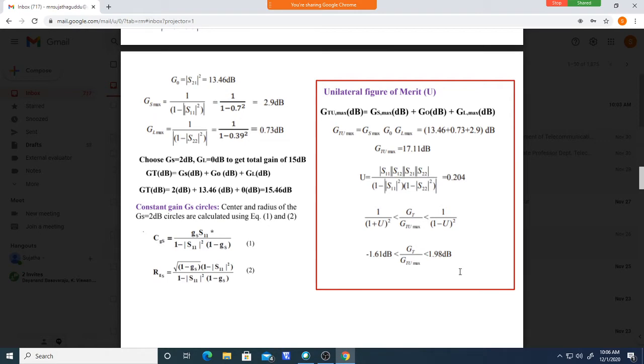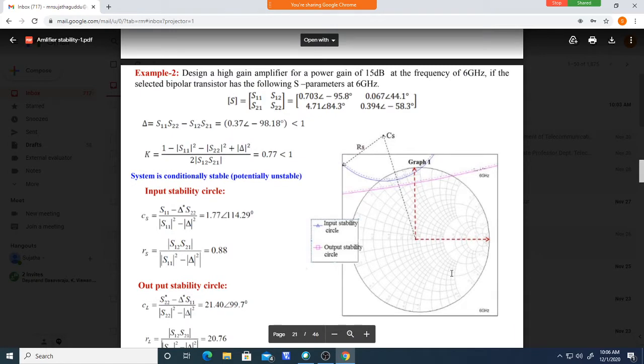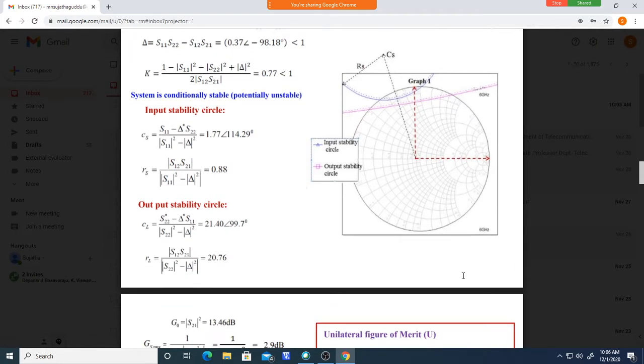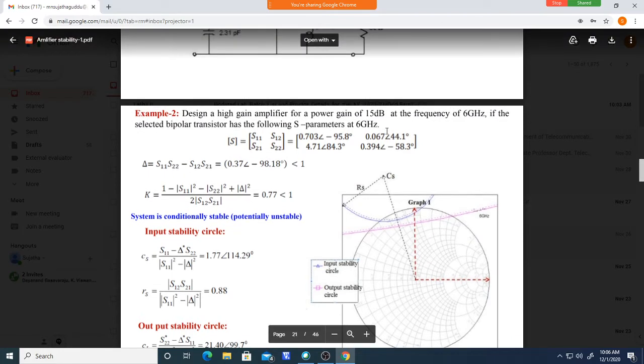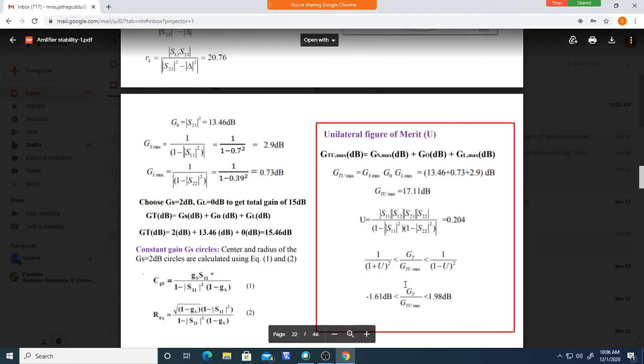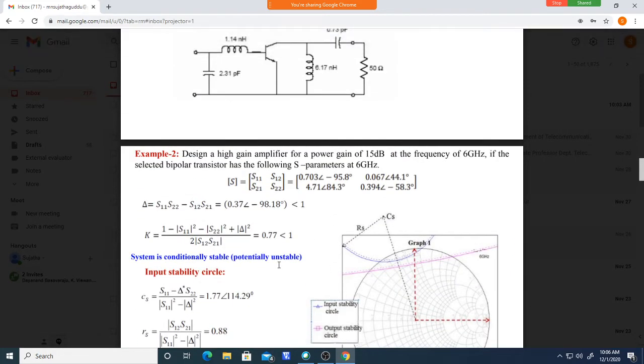Once it is satisfied, you can use the unilateral design equations in the problem. So in the problem, if it is not a unilateral device, you should show this calculation of the unilateral figure of merit. Once it is satisfied, you will come to know it is unilateral, and you can use the unilateral design equations.